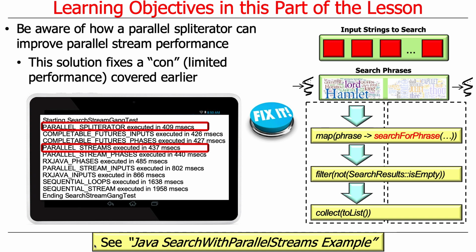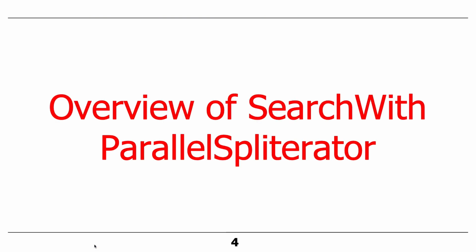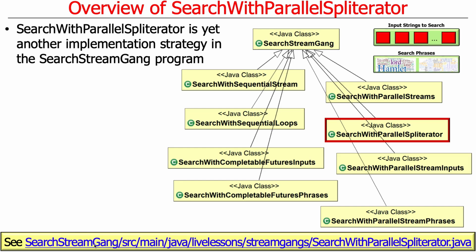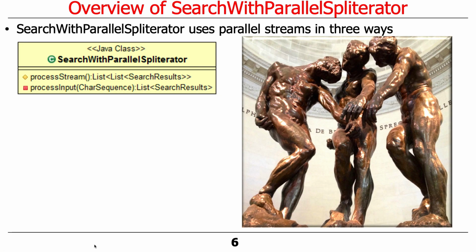So this is going to go kind of one step further. This is yet another in a sort of large number of examples. It's about a dozen different examples of different ways of doing the search stream gang program, some using sequential streams, some using sequential loops, some using parallel streams, different variants of parallel streams, different variants of completable futures, different variants of RxJava. So if you want to see kind of the Rosetta Stone of concurrency mechanisms, take a look at this example. Right now we're looking at the parallel streams version with the spliterator.